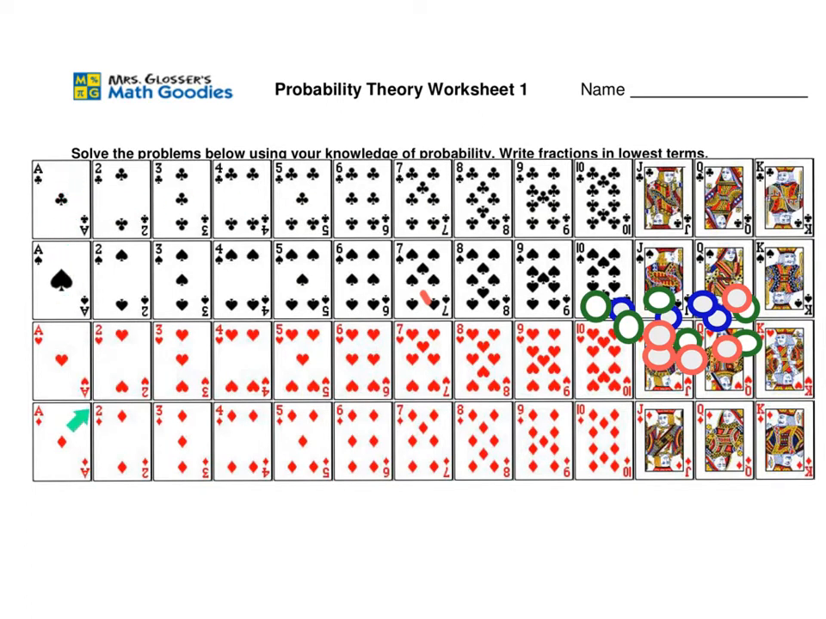If it's the whole deck, it's 4 out of 52 if I'm looking for aces. So when you think about it, 4 out of 52 simplifies to 1 out of 13 because they're all the same per each row. So in that case, we just answered number 1.